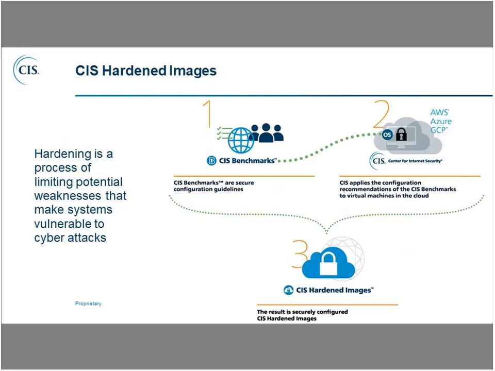So how do the controls and the benchmarks tie into our hardened images? Well, let's first start by defining what hardening is. For CIS, it is the process of applying the CIS benchmark recommendations to a base image provided by the cloud service provider. We build on the base image provided by the CSP so that there is no question on its origin and its stable, consistent state.